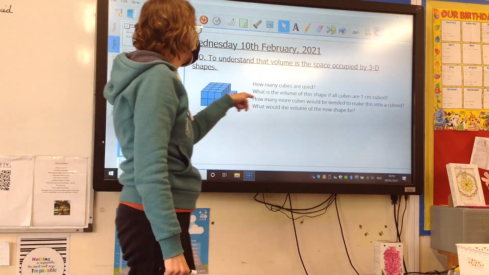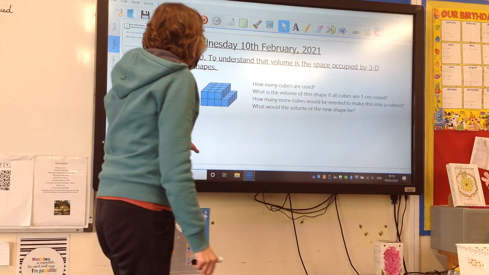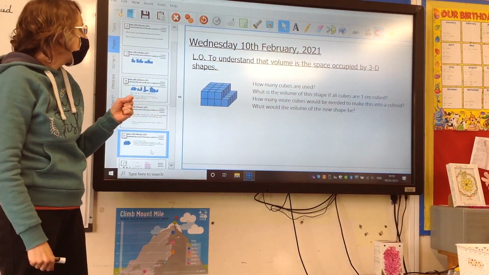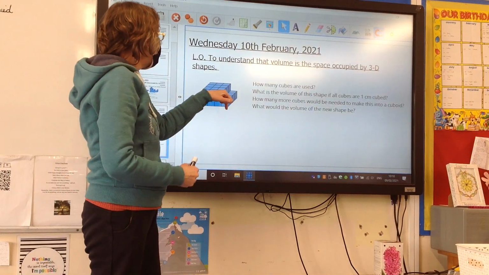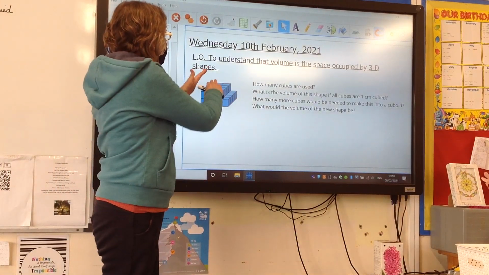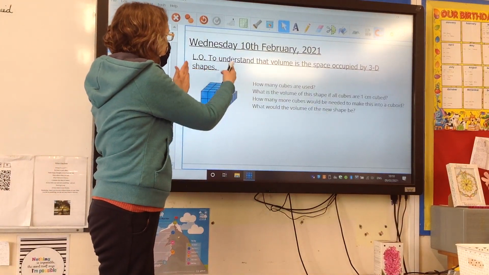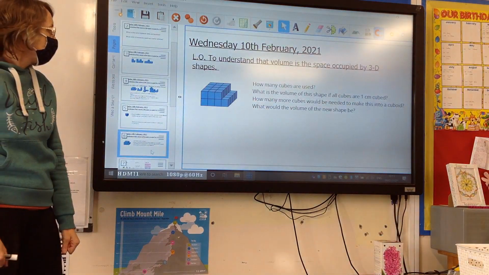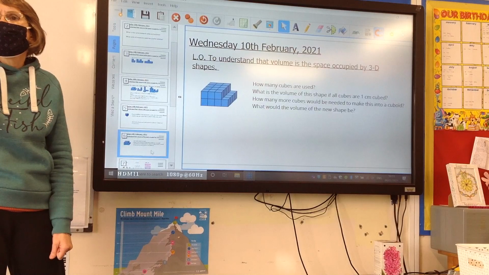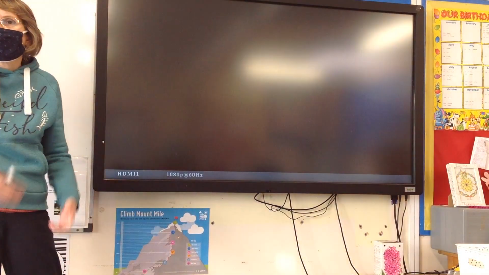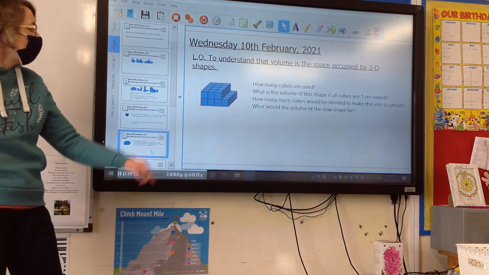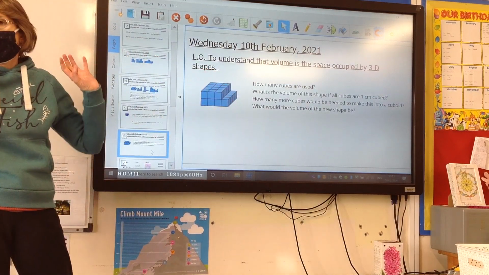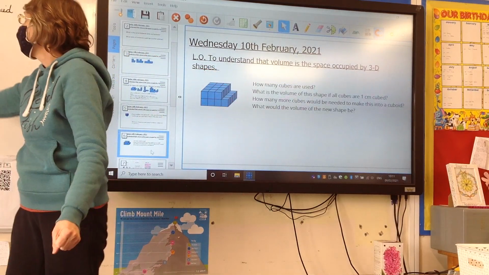How many more cubes would be needed to make this into a cuboid? Would it be 4? It would be 4. If you put 4 more cubes along there, that would make it into a cuboid. What would the volume of the new shape be? 32. Good, because it would have 4 more cubes, wouldn't it? But also the new cuboid, if you didn't know what we know already, you could use the formula.